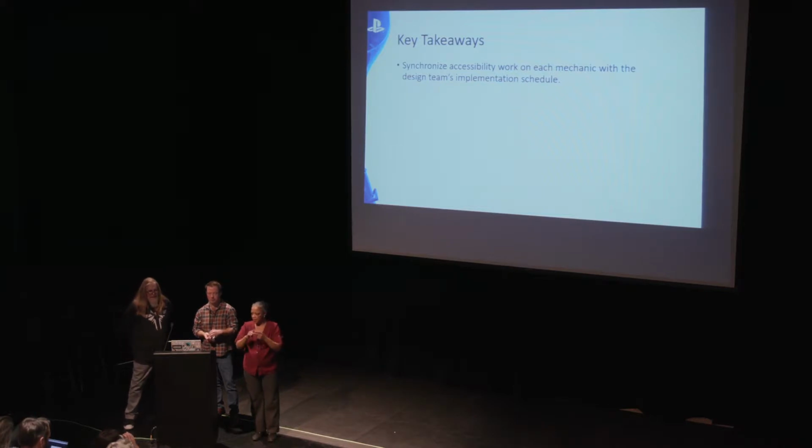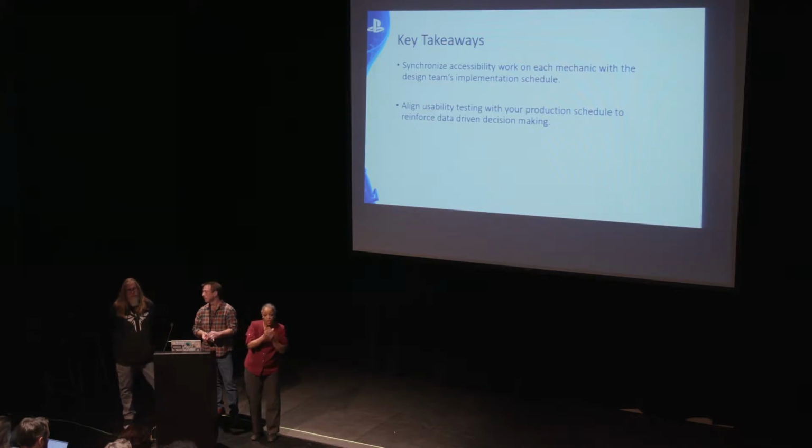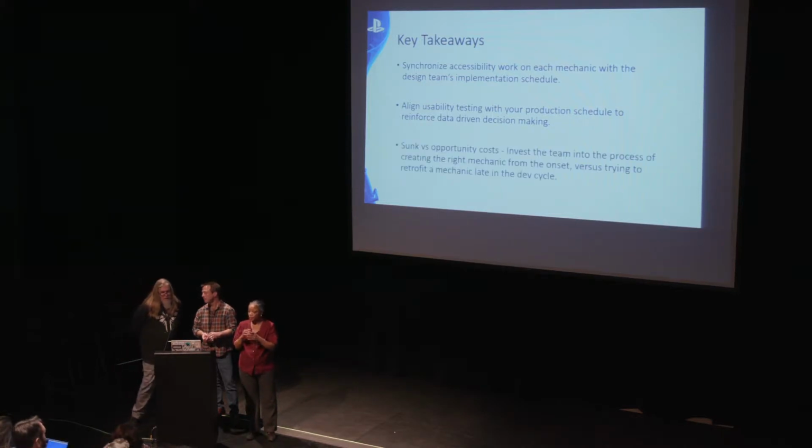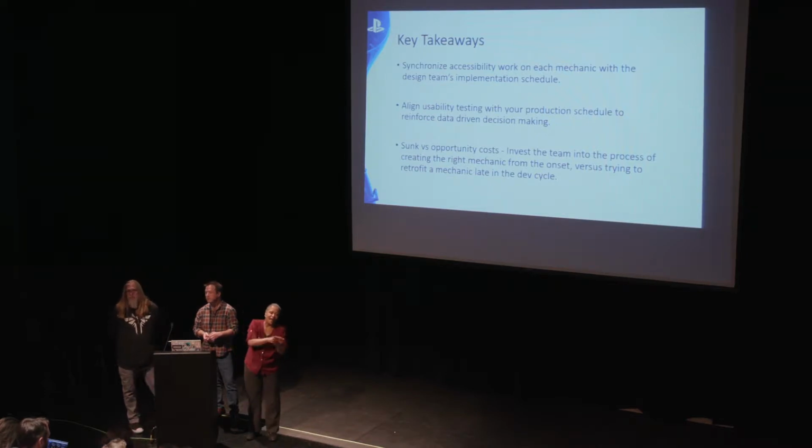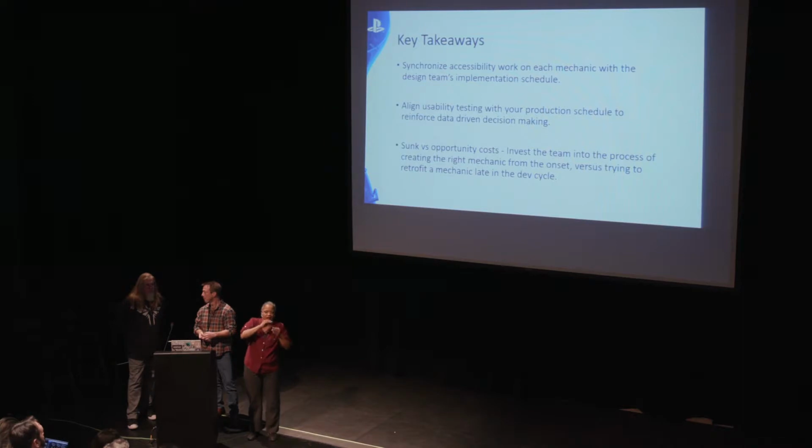So the key items here are essentially synchronizing how you approach the problem with your team and the implementation schedule of the mechanic. You want to align usability testing with your production schedule to reinforce data-driven decision making. And sunk versus opportunity cost. You want to invest the team into the process of creating the right mechanic on the onset versus trying to retrofit a mechanic after the fact, because it's far cheaper to do it through your development schedule than to have to go back and try to fix things 3 weeks from final when you're dealing with a lot of other big issues that you're trying to tackle.